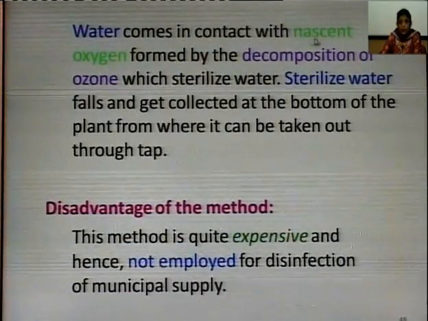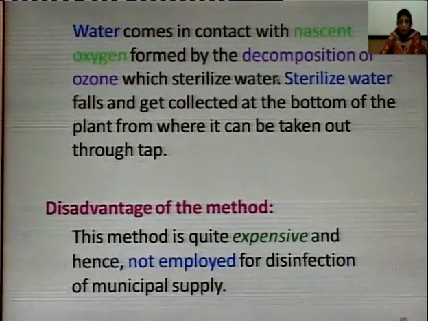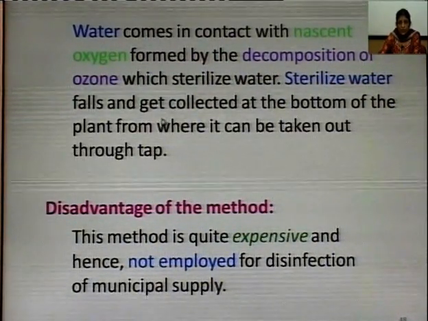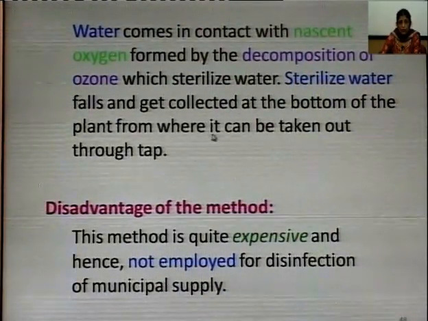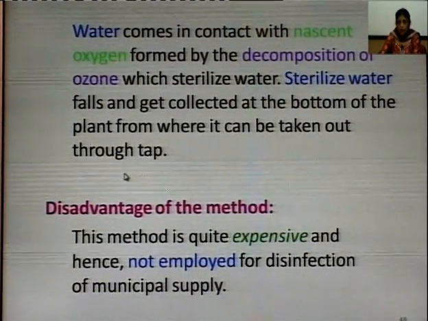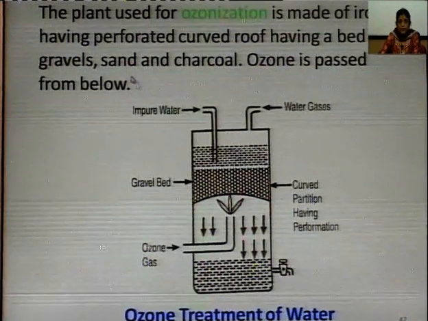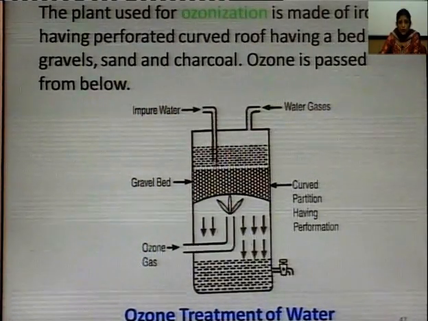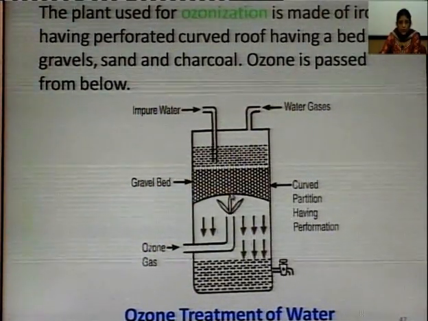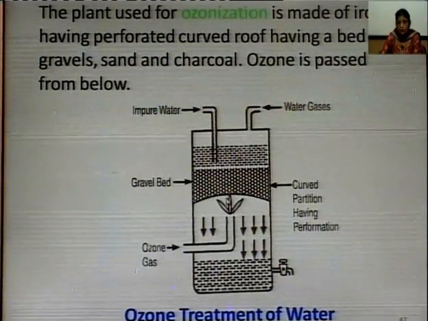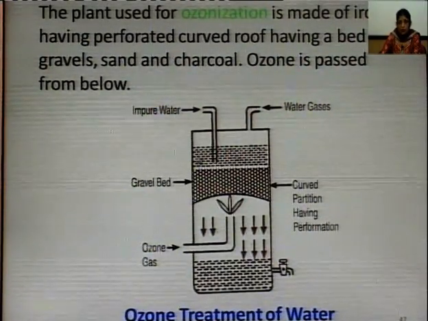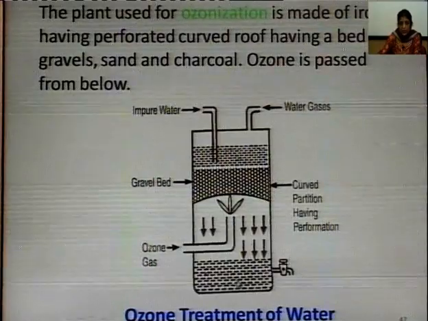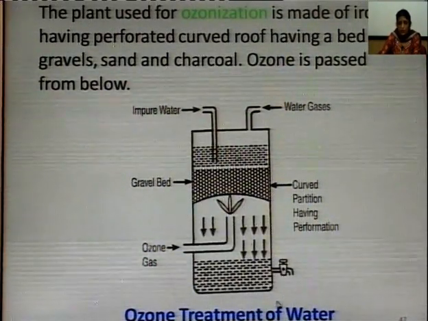Water comes in contact with nascent oxygen formed by decomposition of ozone, which sterilizes the water. Sterilized water falls and gets collected at the bottom of the plant, from where it can be taken out through a tap. So, you can see that from this side we are entering ozone gas, impure water is passed here and ozone gas gets decomposed into O2 and nascent oxygen. Nascent oxygen makes water free from microorganisms and pure sterilized water is collected at the bottom, from where it can be taken out through this tap.